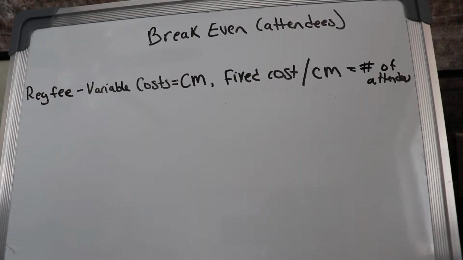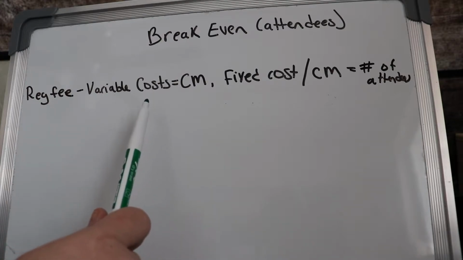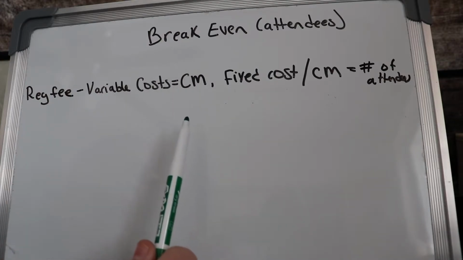So the break-even formula for attendees. It seems really long and complicated, but it's really not. You just need to break it down into a few parts. So break-even attendees is registration fee minus your variable costs, which will give you your contribution margin.